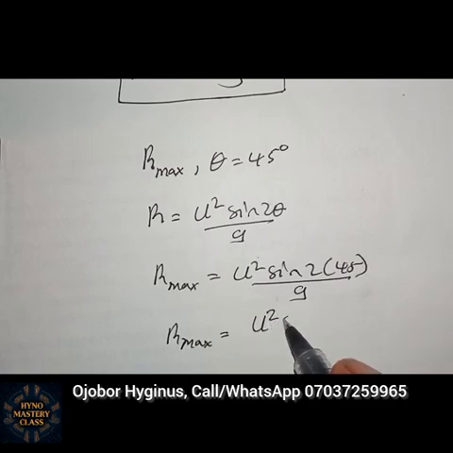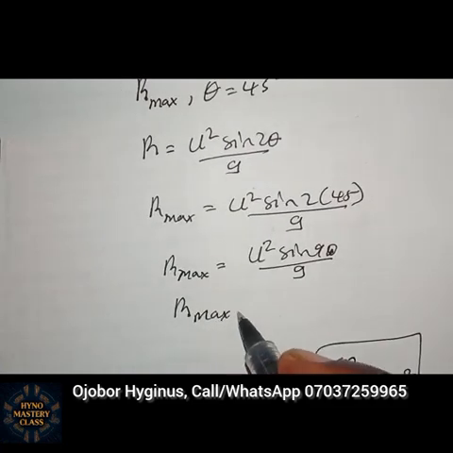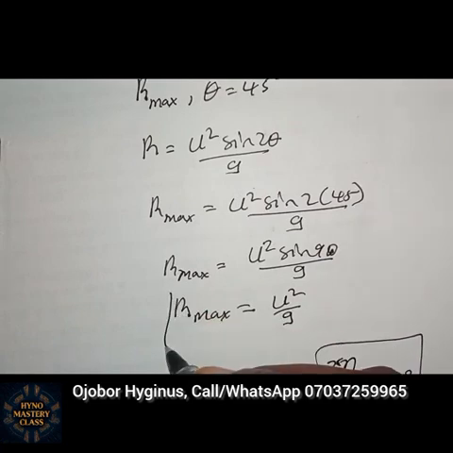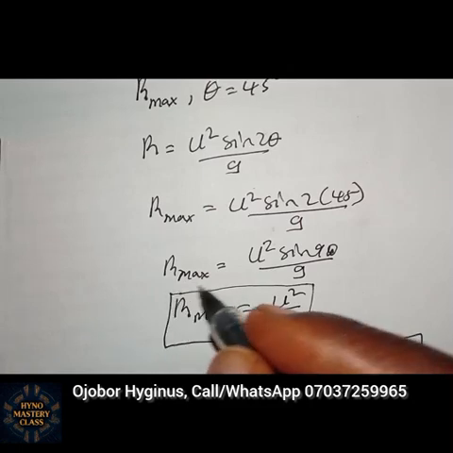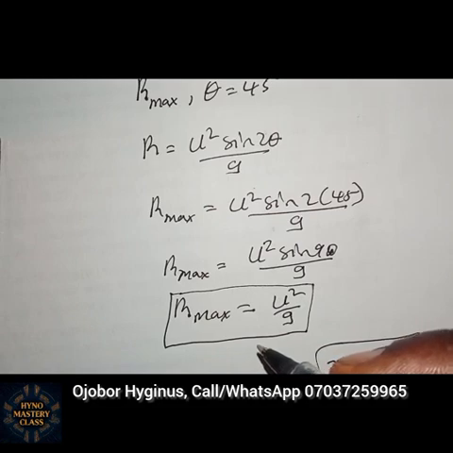And if that is the case, maximum range will be equal to u squared sin 90 all over g, and sin 90 is 1, so therefore maximum range is equal to u squared all over g. And this is the formula to determine range when it is a maximum range. Okay, so denote that as a very important quantity to take note of.